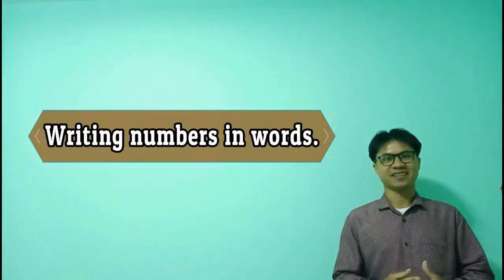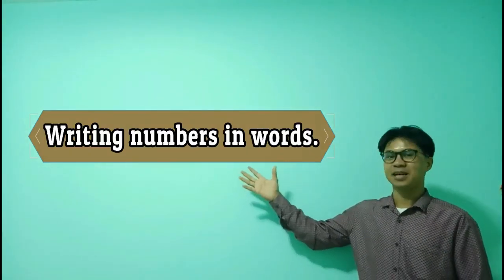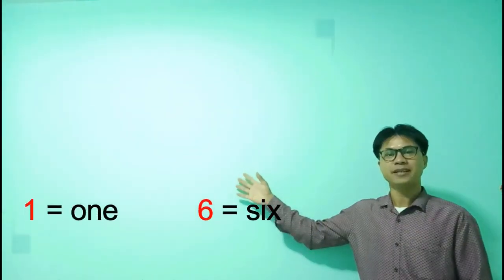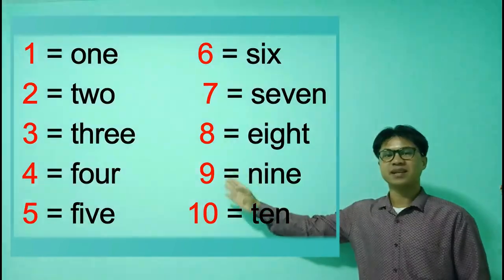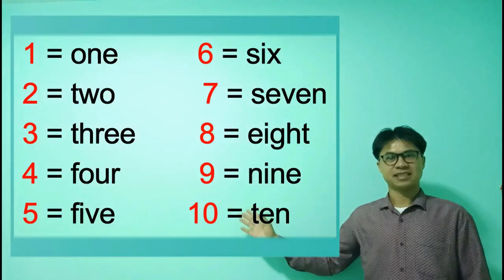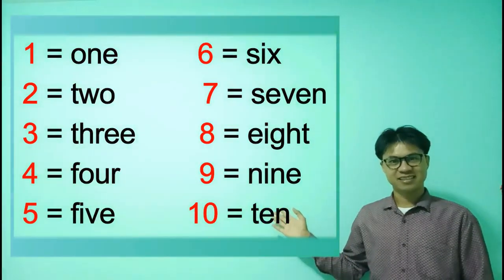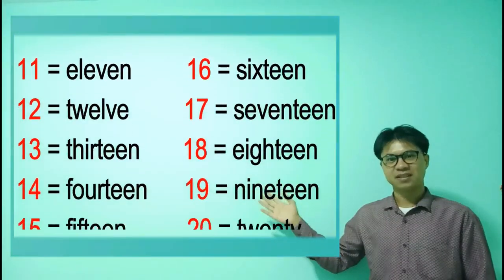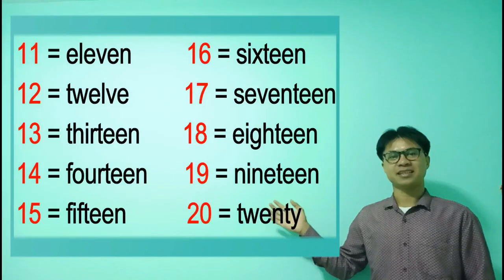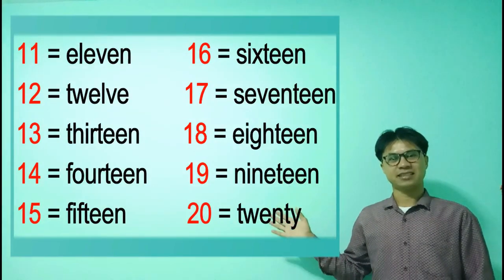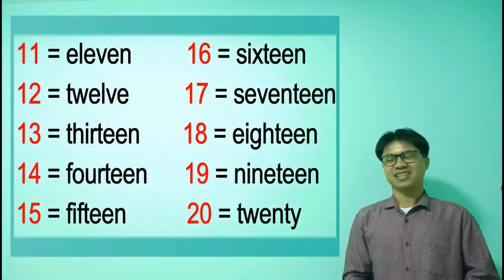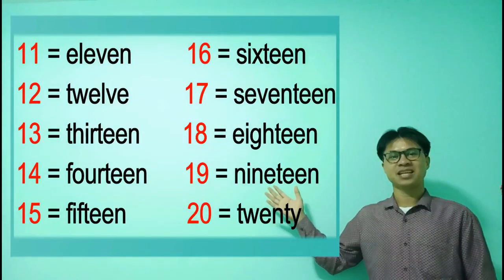Now let's try to remember how to write numbers from 1 to 20 in words. Most of the rest of the numbers are easy. If you write these numbers in words, take note of the correct spelling of the word. So we have here 1, 2, 3, 4, 5, 6, 7, 8, 9, 10, and 11, 12, 13, 14, 15, 16, 17, 18, 19, 20.